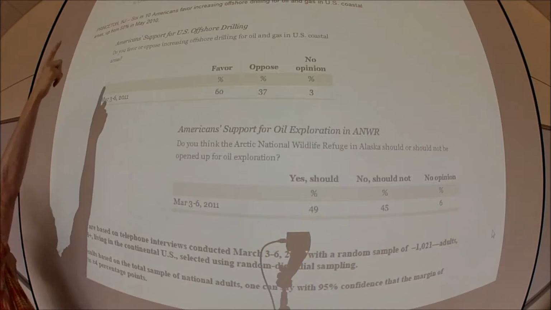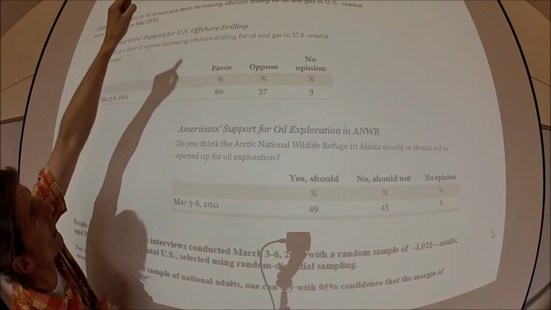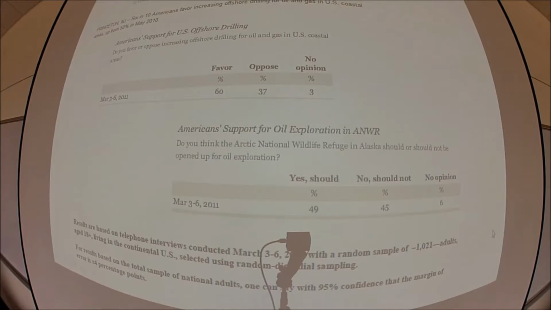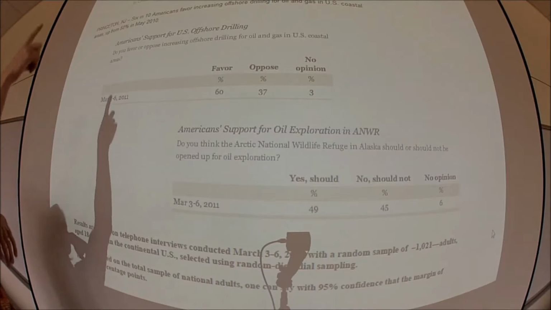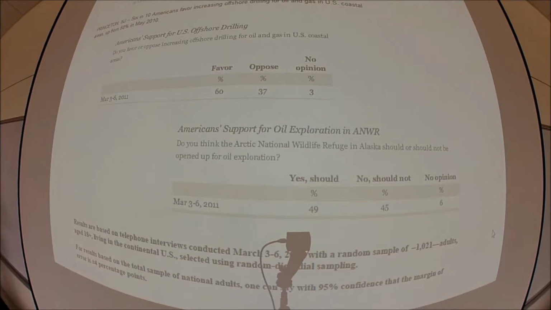Here's what I have a problem with. Do you favor or oppose? 6 in 10 Americans favor increasing offshore drilling. So the sample is the 1,021 adults. Who's the population? 18 plus Americans, right? In the continental United States. So if the population is Americans, they're telling me that 6 in 10 Americans favor offshore drilling. I don't believe that. You're thinking too big. Who did they ask? Continental, 18 plus. 1,021 people 18 plus. 6 in 10 of those people said they favor offshore drilling, not 6 out of 10 of every American.